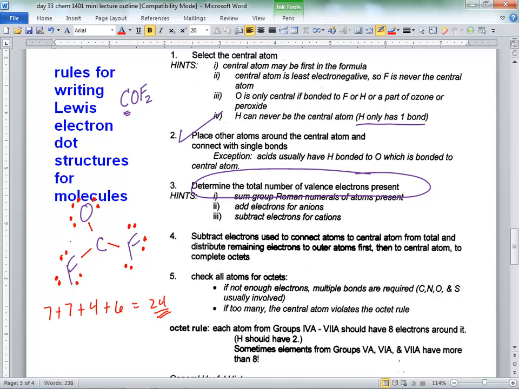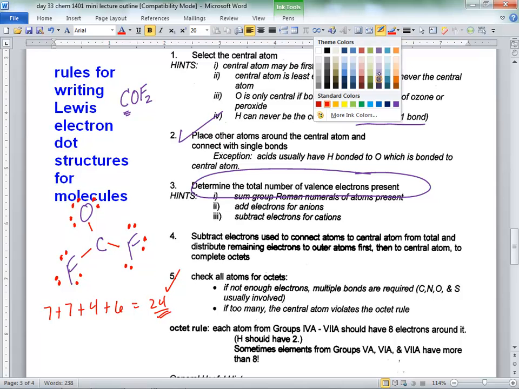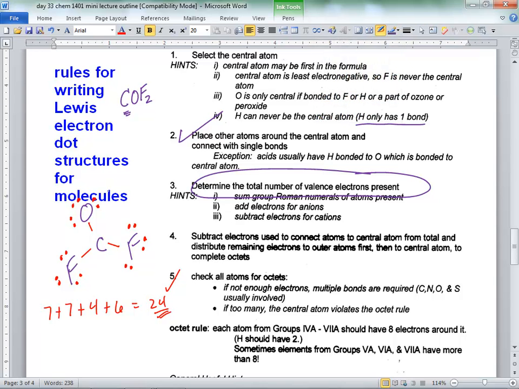But I got to count everything up. So how many electrons have I used up? 2, 4, 6, 8, 10, 12, 14, 16, 18, 20, 22, 24. Hey, I had 24. Good deal. But is everything happy? Happy meaning, does everything have an octet? Well, the oxygen, does the oxygen have 8 electrons around it? Yeah, the oxygen does. 2, 4, 6, 8. Right? You count them? 2, 4, 6, 8.